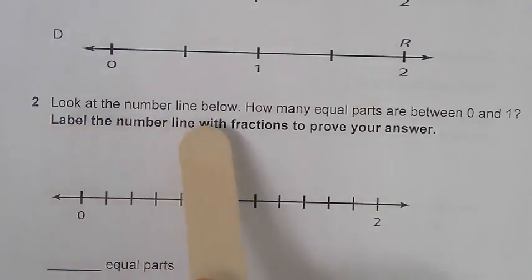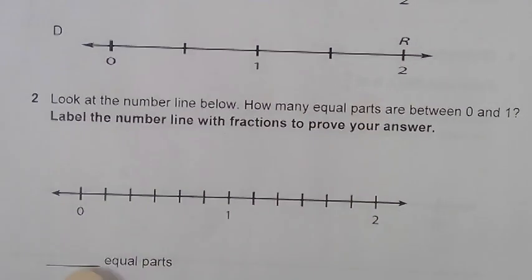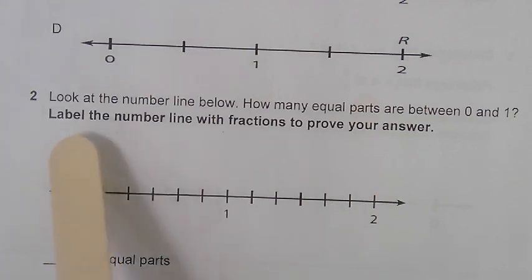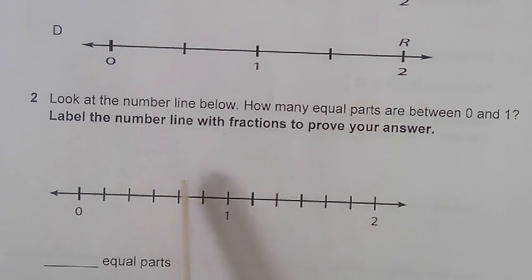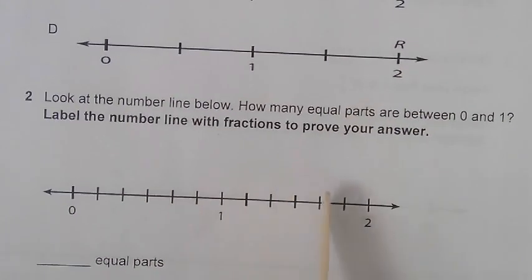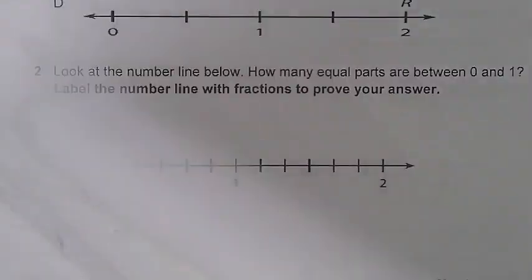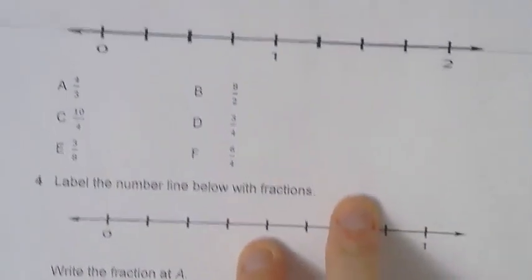Number 2, look at the number line below. How many equal parts are between 0 and 1? That's going to be your answer down below where it says equal parts. You're also going to get points for this. Label the number line with fractions to prove your answer. You're going to have to count the equal parts in one whole, make that your denominator, and then label each of the tick marks. Make sure that you use small handwriting or it's going to get all messed up. Pause the video before we move on to the back page, please.